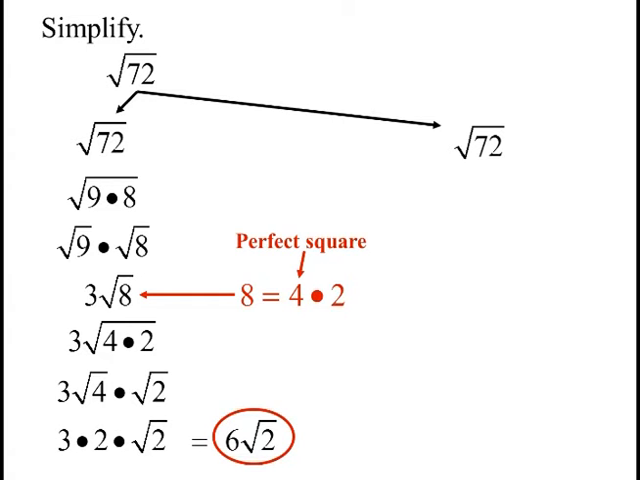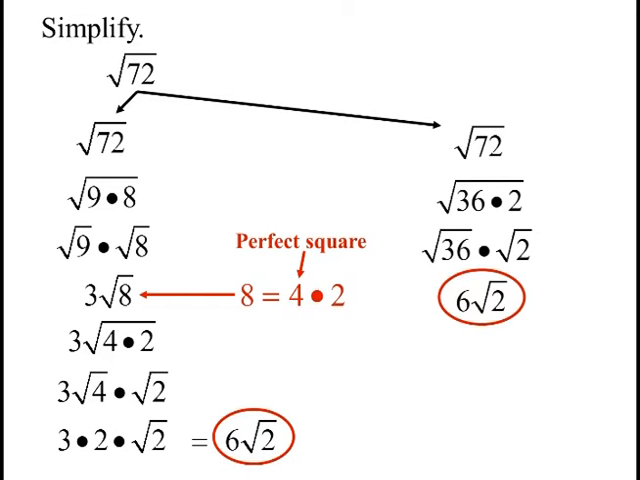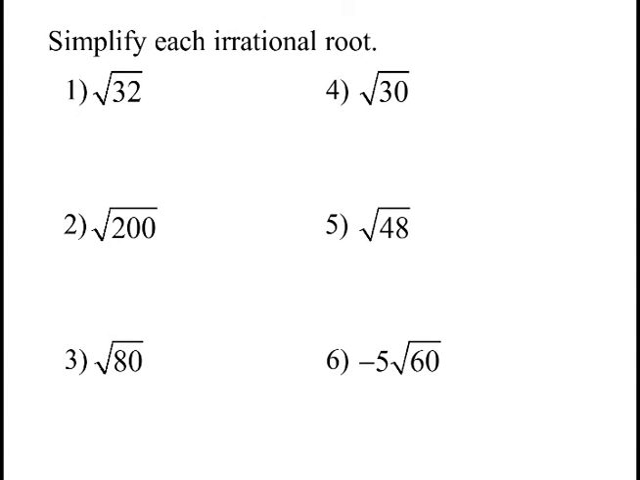Now, if this person had realized that 9 times 8, yeah, 9 is a perfect square, but a larger perfect square would have been 36. 36 times 2 is 72. So it's hard to know your factors up to 36, but whatever you do, just don't stop partway through simplifying a radical. Make sure you've checked all the remaining factors inside the radical and you removed all the perfect square factors. Okay, now try these.